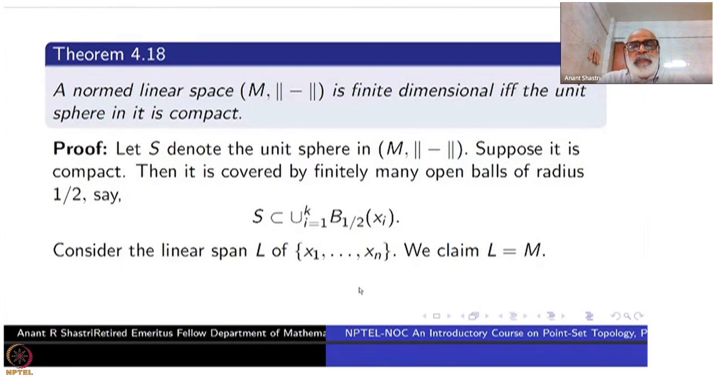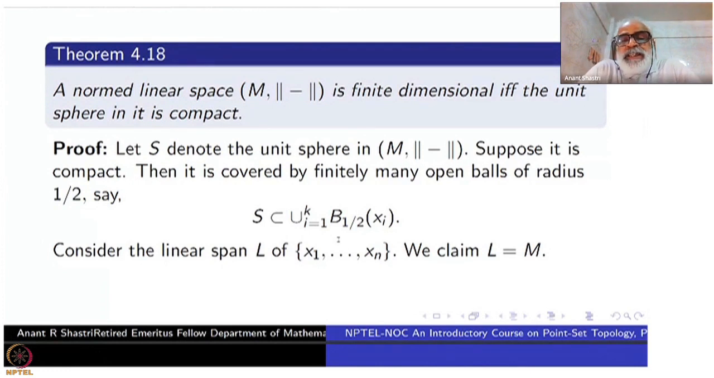Let us denote by S the unit sphere. Suppose it is compact. Then you can take balls of radius half around each point, which form an open cover, so that should admit a finite subcover. So there will be finitely many points x1, x2, ..., xk inside S such that S is contained inside the union of all the balls of radius half centered at xi, i from 1 to k. I have got some points inside a vector space M, so I can take their linear span. Let L be the linear span of x1, x2, ..., xk.